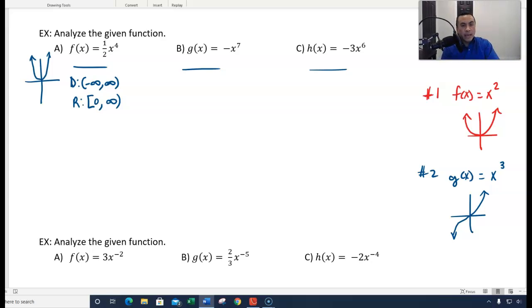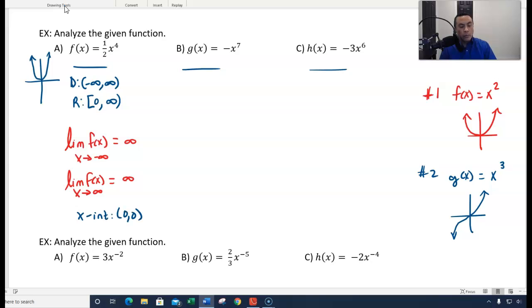If I ask you for the end behavior, you would say the limit of f of x as x goes to negative infinity, as the x values go more and more to the left, the function goes further and further up to infinity. And the limit of f of x as x goes to positive infinity, as you go to the right side, the function also goes to positive infinity. So that's your end behavior. If I ask you to find the x-intercept, you're going to say the x-intercept is 0, 0. The y-intercept is also at 0, 0.